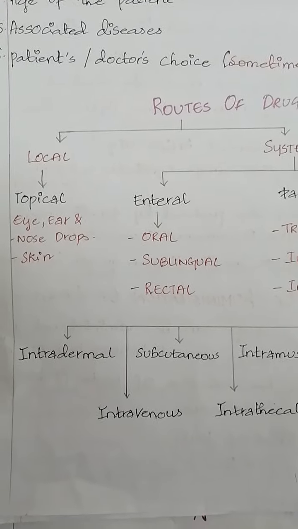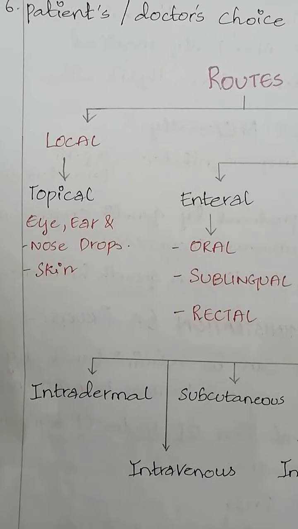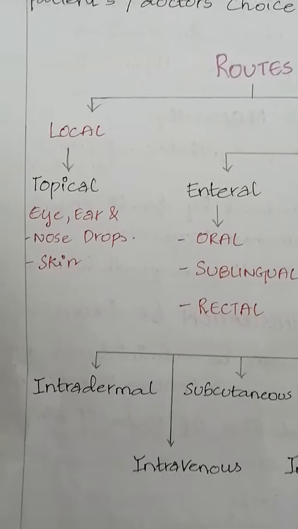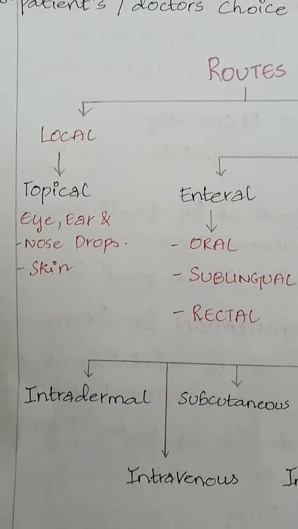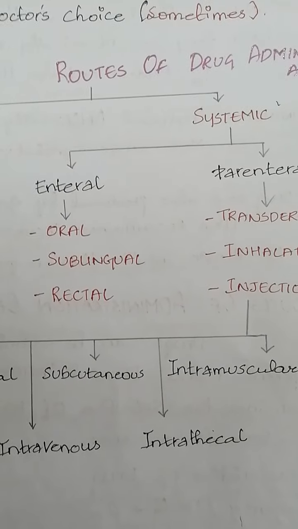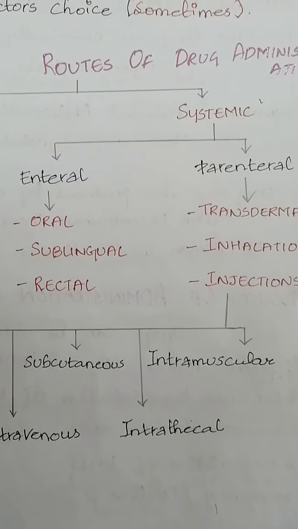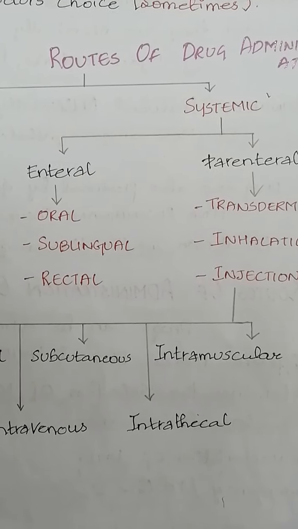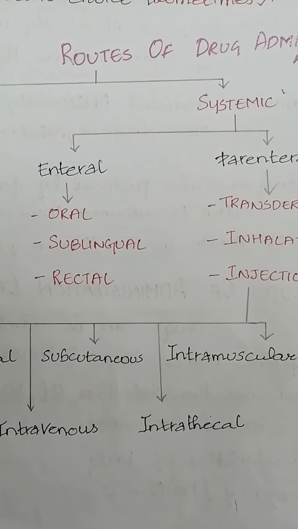In local route we have topical route. We have ear drops, eye drops, nasal drops, skin ointments, lotions, powders, creams. Whereas in systemic we have enteral route and parenteral route. Two routes, E and P.